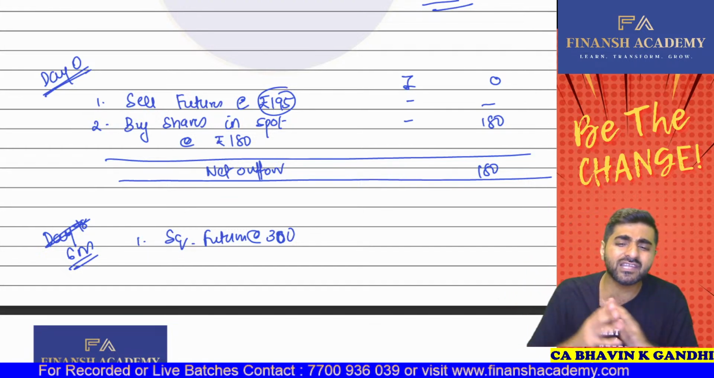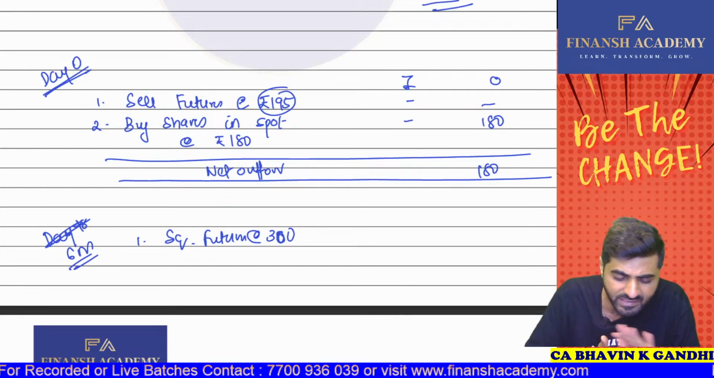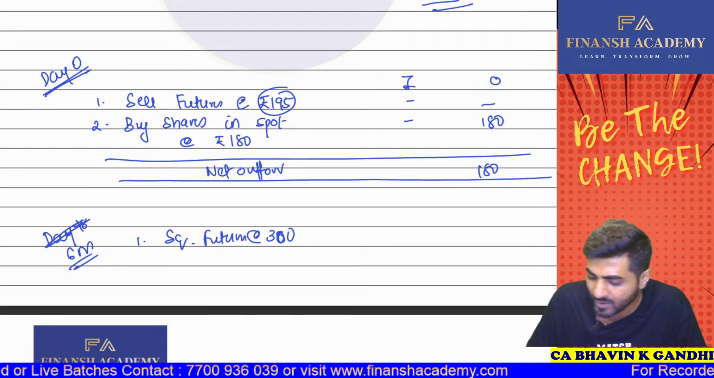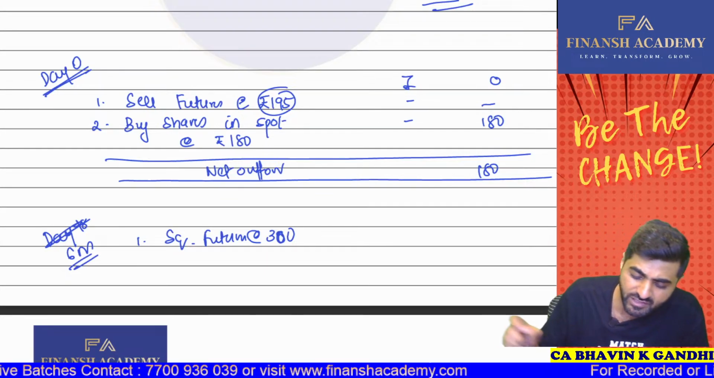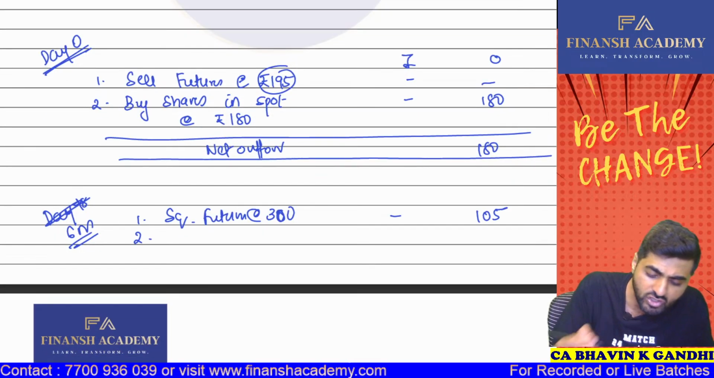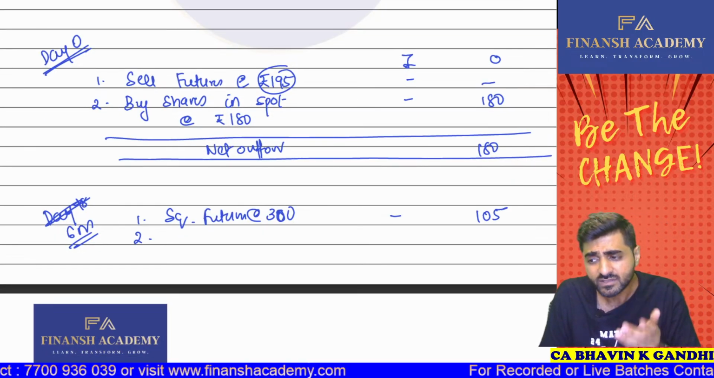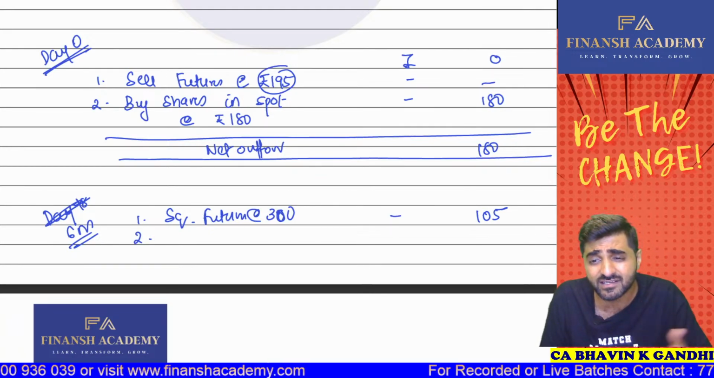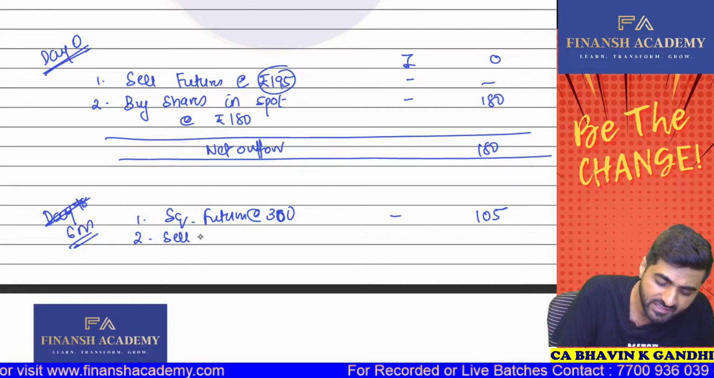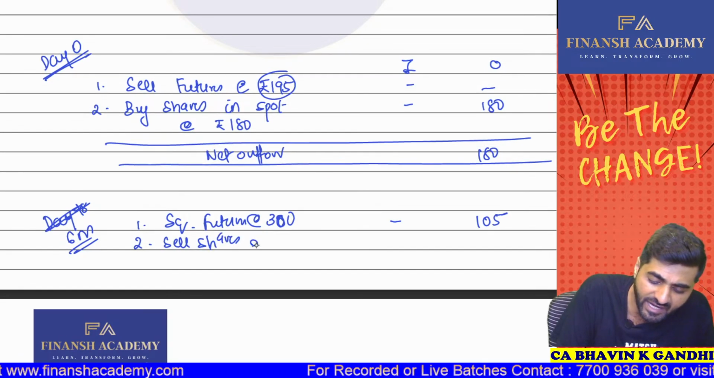So let's say, for example, we are squaring the futures at rupees 300. So what is going to happen now? From 300 minus 195, eventually there is an outflow of 105. Also, at the same time, it is mentioned that we are buying shares in spot for rupees 180. So what we need to do now is sell shares at rupees 300.